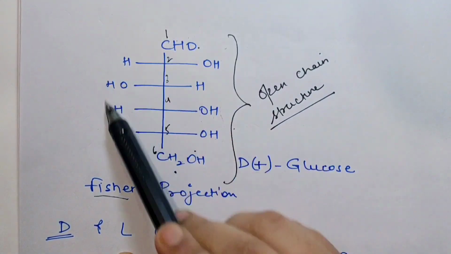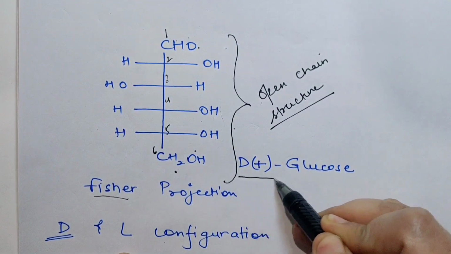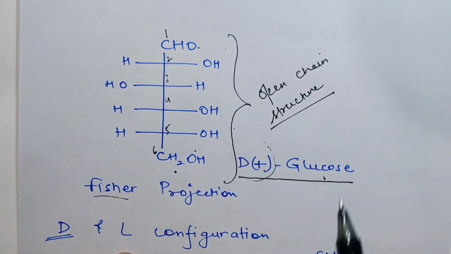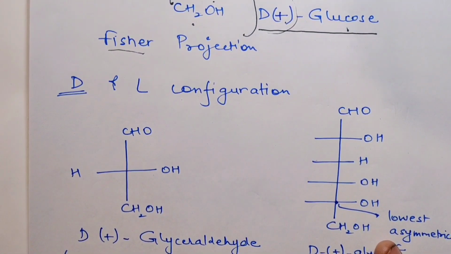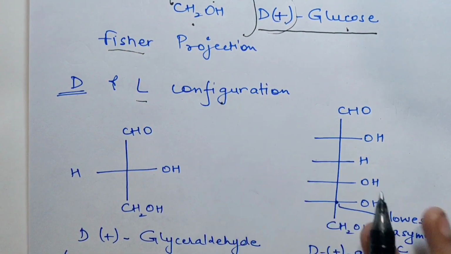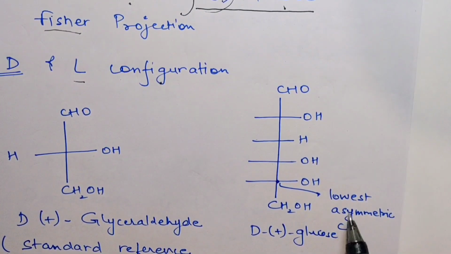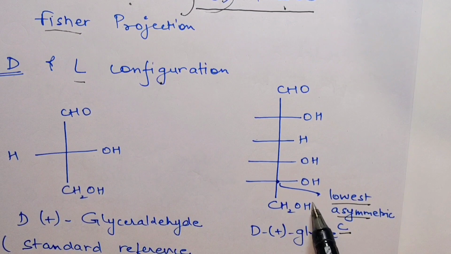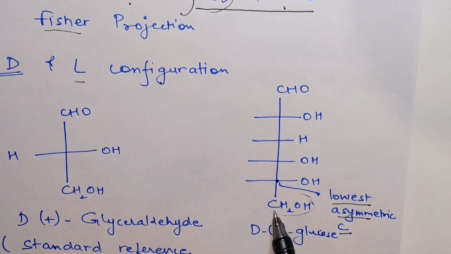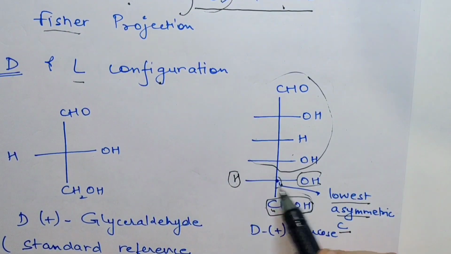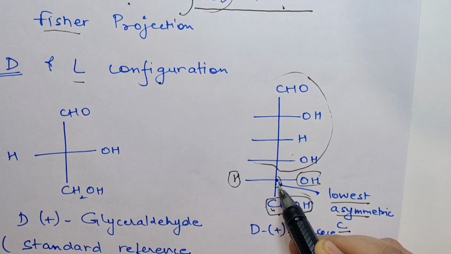Okay, so this glucose structure is called D, then there's a plus sign, glucose. Now, what is the meaning of this D and plus sign? Let's talk about capital D, capital L configuration. Capital D, capital L refer to the lowest asymmetric carbon. This carbon cannot be symmetric, so this is the lowest asymmetric carbon, because it has this group, this group, this group, and this whole thing: 4 different groups.